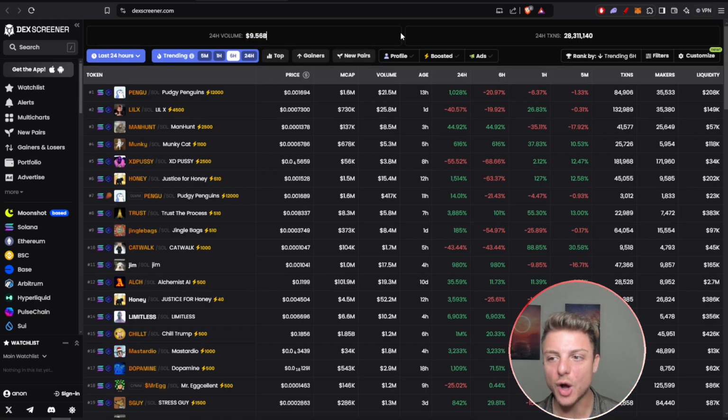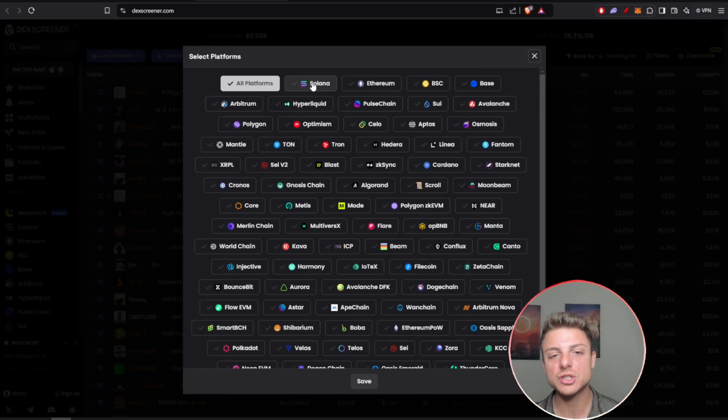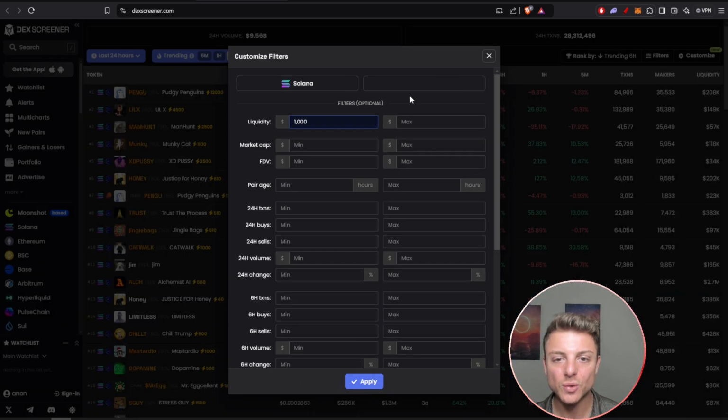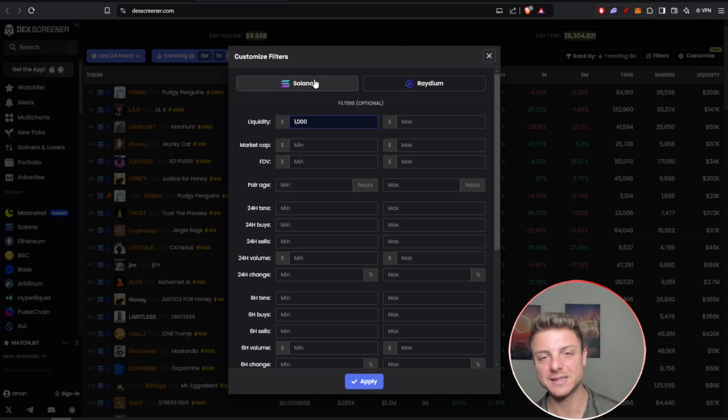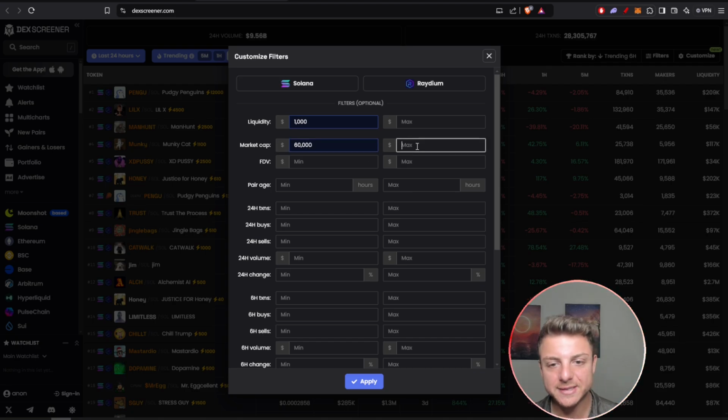First thing that I'll do here on Dexscreener is utilize their filters, because using the filters that they do have available are extremely useful. We'll select Solana, we'll select Raydium, so we're only trading Solana meme coins on the Raydium blockchain. Then have the liquidity at 1,000, that's completely fine. I'm going to set the minimum market cap at 60,000. I'm also going to set the maximum market cap at about 75 million. I don't want to be seeing coins over that $75 million market cap.